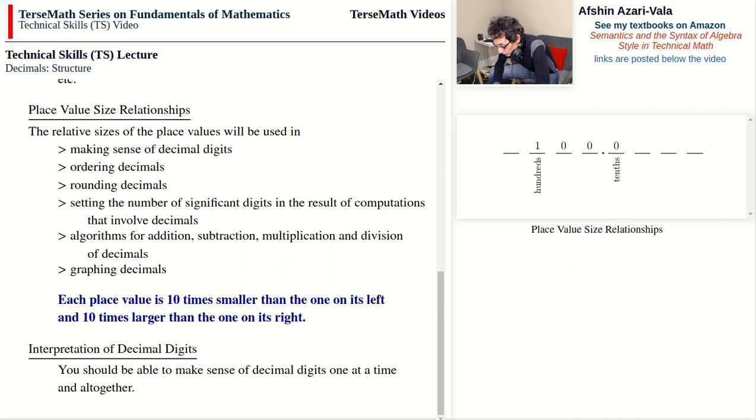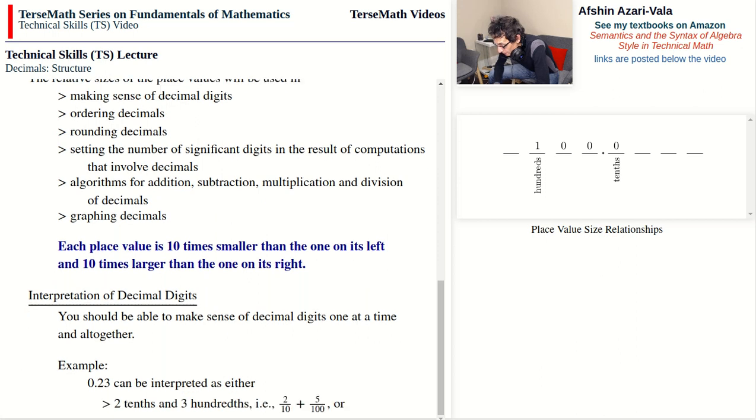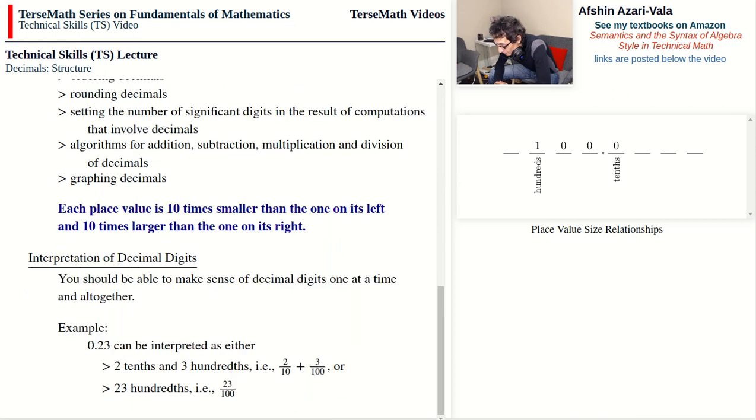I'll give you an example of what I'm talking about here. Let's say we have 0.23, and this can be interpreted as either 2 tenths, since 2 is in the tenths place, and an additional 3 hundredths. So as 2 tenths plus, now that should have been a 3, let me change that so there is no confusion here. There we go. So we have 2 tenths, and then we have 3 hundredths. So we're talking about the totality that we get when we add 2 tenths and 3 hundredths. So here we are making sense of the digits one at a time: how many tenths we have and how many hundredths we have. Or you can make sense of them all together, and you can think of this as 23 hundredths. In fact, if we were going to add 2 tenths and 3 hundredths, you would eventually come to 23 hundredths.